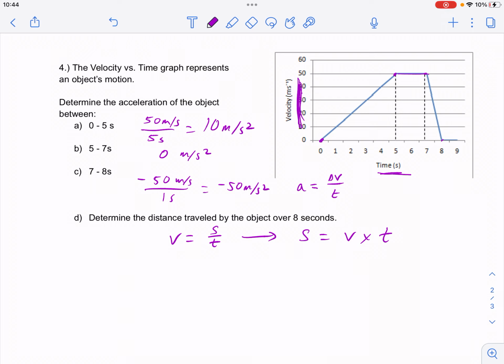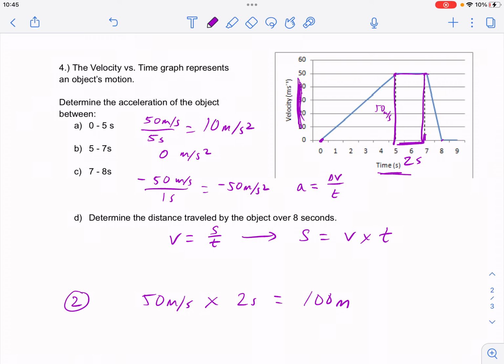You kind of have to break it down into different sections. The time 5 to 7 is the easiest. It's like a rectangle, and so it's got a 2-second base, and it has a 50 meters per second height. So that section is going to have 50 meters per second times 2 seconds. And so during that section, the object traveled 50 meters. So that's like section 2.